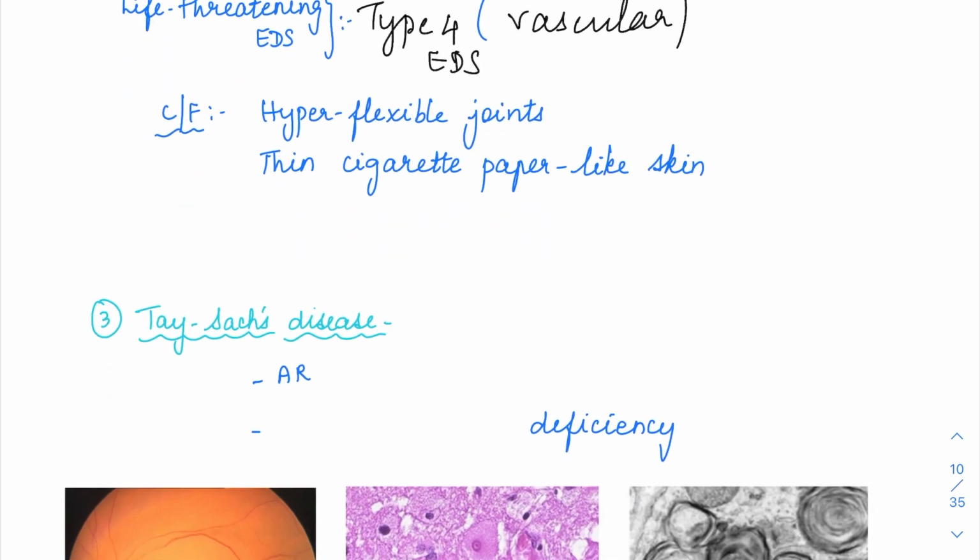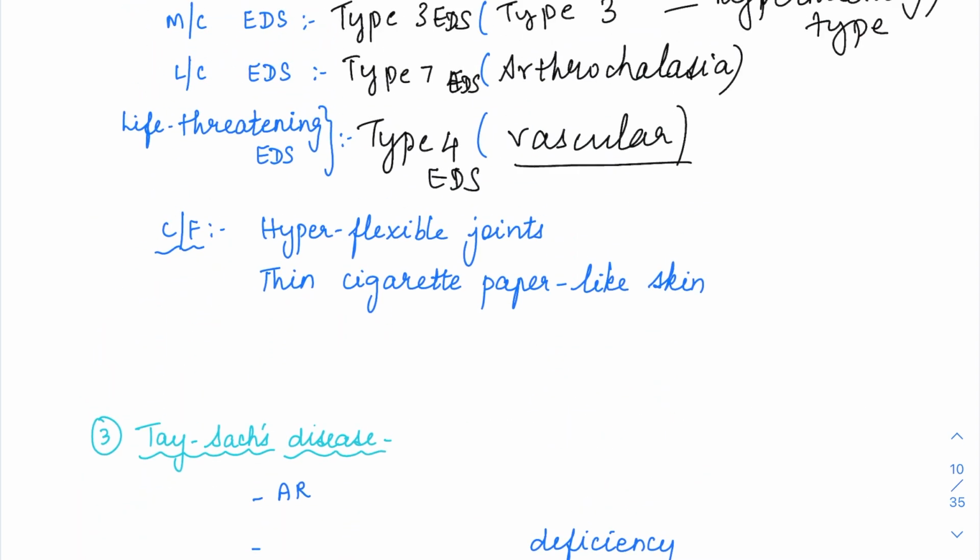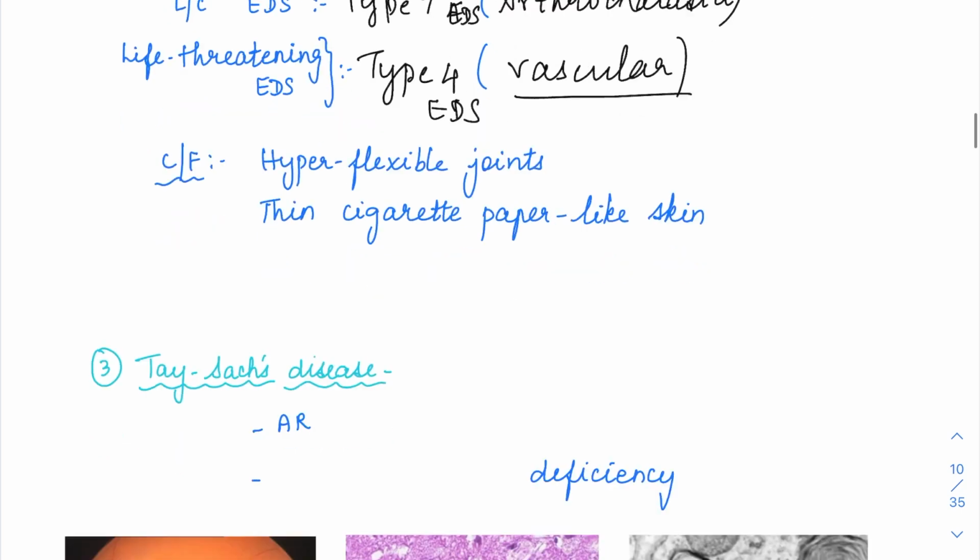So clinical features of Ehlers-Danlos, again I have already mentioned rubber man syndrome. They are going to have very highly flexible joints. Along with that, their skin is going to be very, very thin, so thin that it looks clearly transparent. So they are called cigarette paper like skin. Cigarette paper like thin skin along with hyperflexible joints are classical features of Ehlers-Danlos syndrome. In the history, they might also give some kind of vascular pathology, and they'll ask what type of disease that is. That will be Ehlers-Danlos type 4.